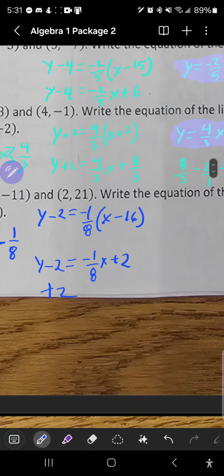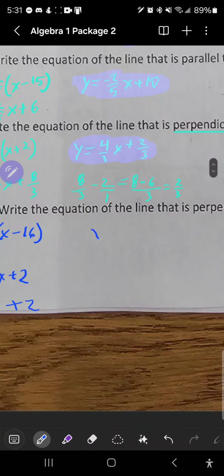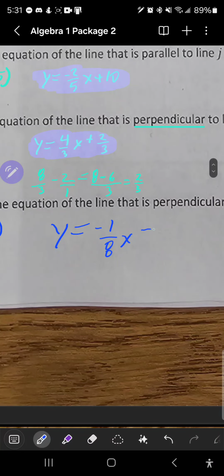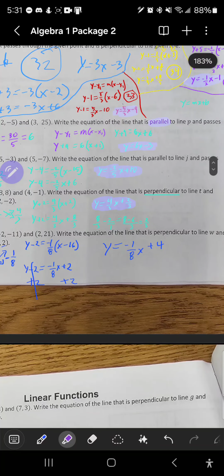And now we add 2 on both sides. So we can eliminate this and we get y equals negative 1 over 8x. And 2 plus 2 is just 4. So plus 4. And that's our answer.